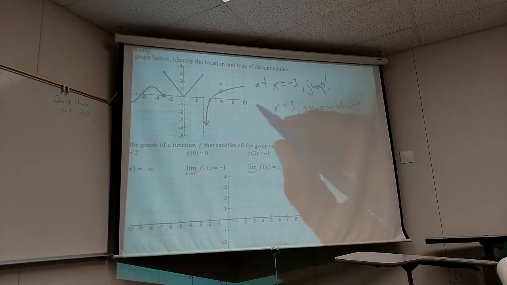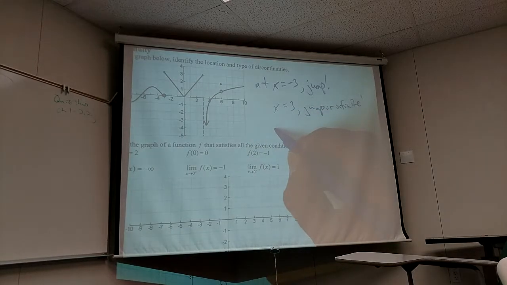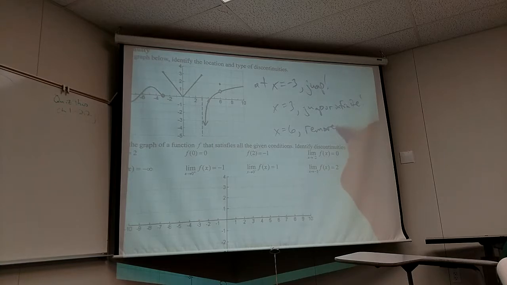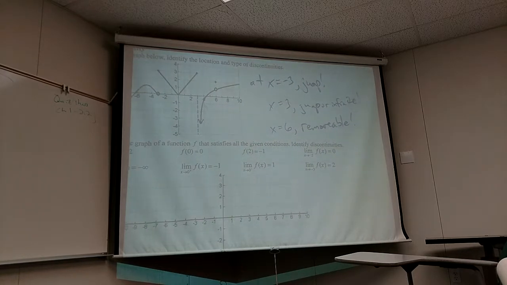And then where's the next one? At x equals 6, there's a discontinuity of what kind? Removable. Okay. So if I had just said where are the discontinuities, you would have said at x equal -3, x equals 3, x equals 6. Next. So where is x? The answer is x values.